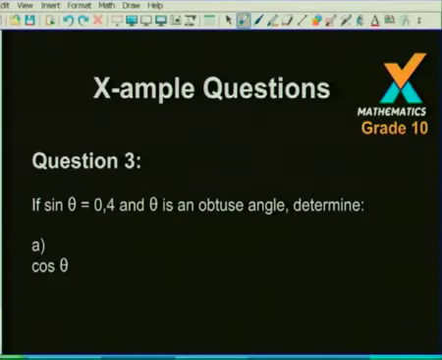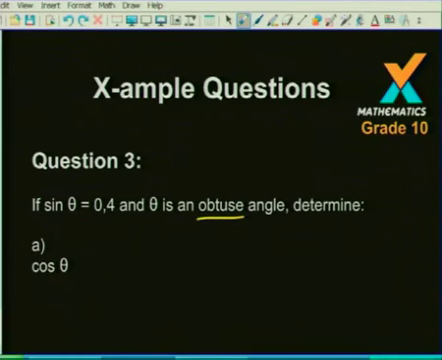Let's have a look at another example. We've got two really nice examples here. The first one we're going to start with is this one, which says if sine theta equals 0,4 and theta is an obtuse angle, we'll talk about that in a moment, determine cos theta.